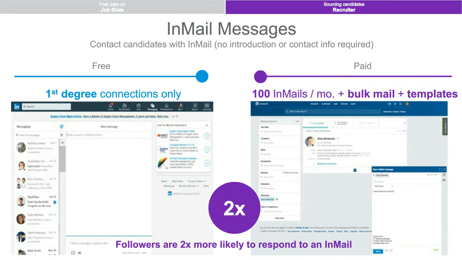So moving on to in-mails or messages. The differences between free LinkedIn messages and LinkedIn Recruiter messages are, on LinkedIn.com, you can only message your first degree connections. If you're using LinkedIn Recruiter, though, you can get 100 in-mails a month to message people outside of your current network. If anyone responds, you will get the credit back, so you will have more than 100 in a given month. You can bulk message, which will save you time, and you can use templates, again, all about saving time.